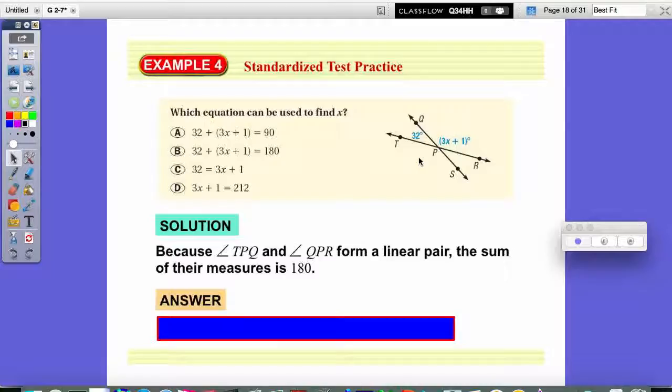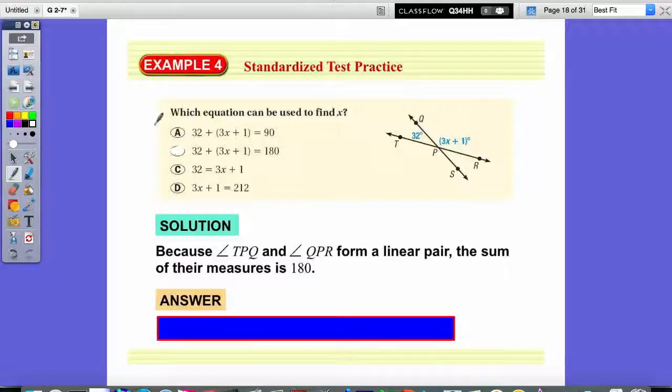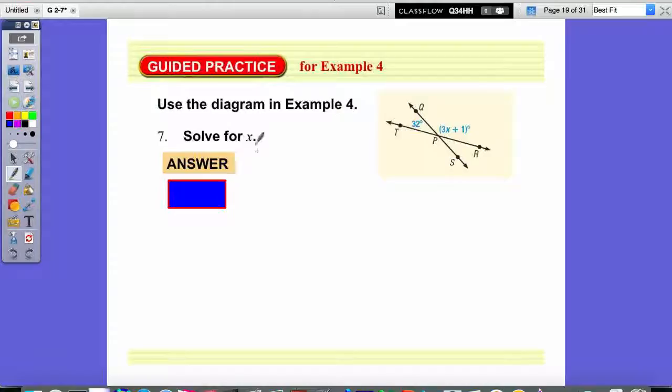Now we have an example of how we would actually use this to solve a problem. Which equation can be used to find x? Well, we see that TPQ measures 32 degrees and QPR measures 3x plus 1. So if we add them together, they should equal 180 degrees because they are a linear pair. So the correct equation would be equation B. Now solve for x. So we said that the equation would be 32 plus 3x plus 1 equals 180.